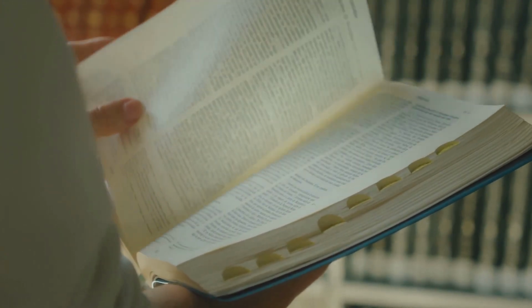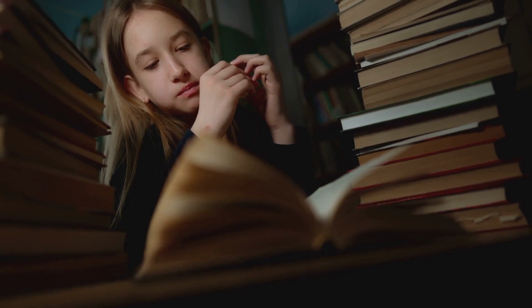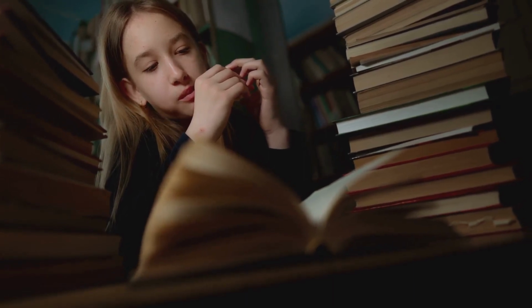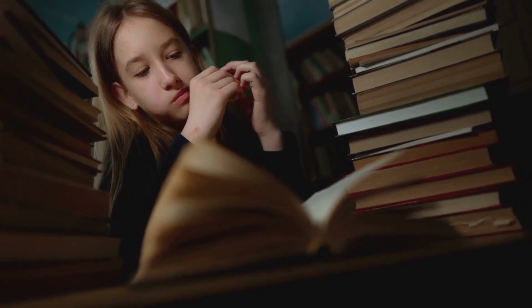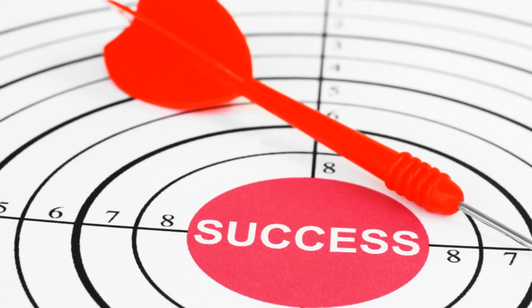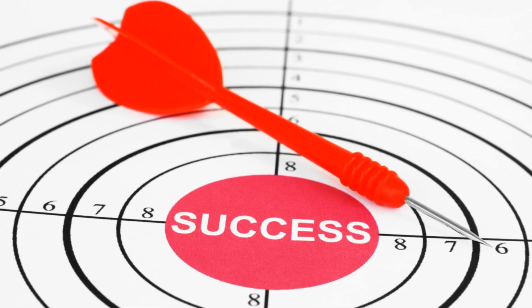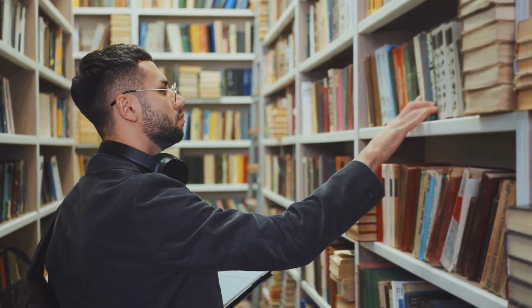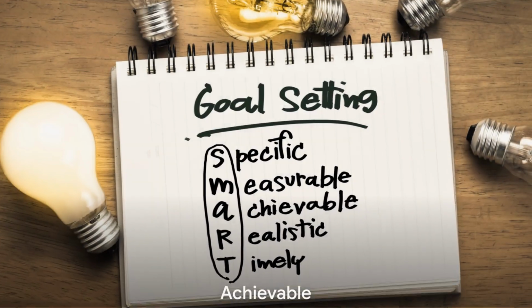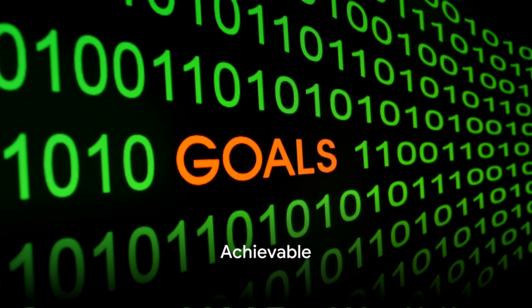By making it measurable. Instead of simply saying, I want to read more, a measurable goal would be, I want to read 2 books per month. This gives you a clear, quantifiable target to aim for. So, specify how many books you want to read each month. The A reminds us to set goals that are attainable.